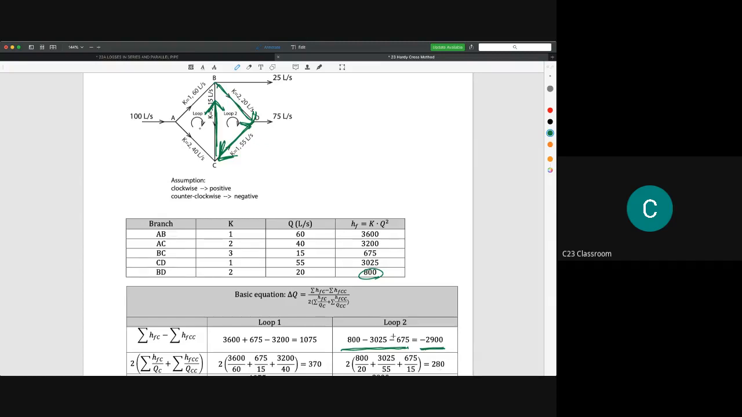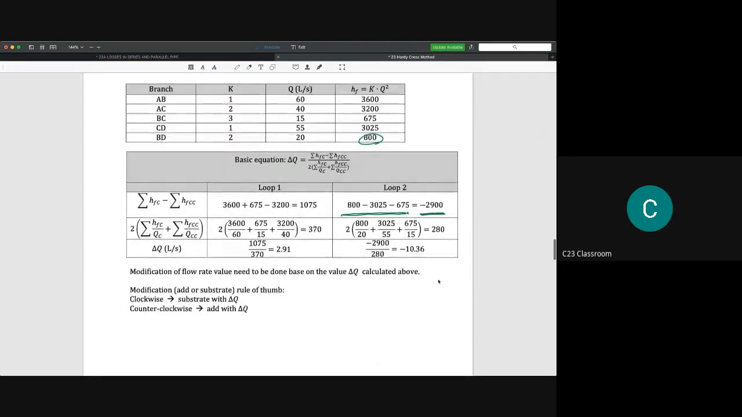So if we solve the bottom part here, we get 280. Then if we divide these two values, we get minus 10.36. Again, this minus 10.36 means this is the delta Q, the difference between the counterclockwise and clockwise for loop 2, which is 10.36 liters per second.